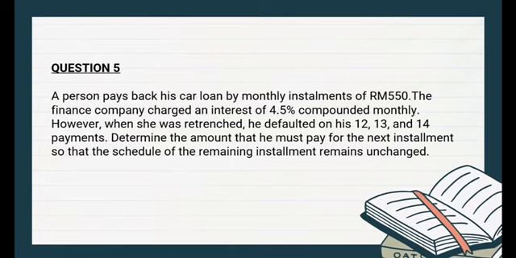Question 5. A person pays back his car loan by monthly installment of 550 ringgit. The finance company charged an interest of 4.5% compounded monthly. However, when she was retrenched, he defaulted on his 12, 30 and 40 payments. Determine the amount that he must pay for the next installment so that the schedule of the remaining installment remains unchanged.